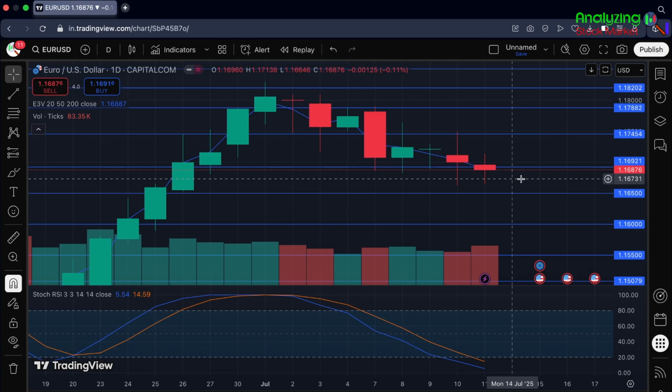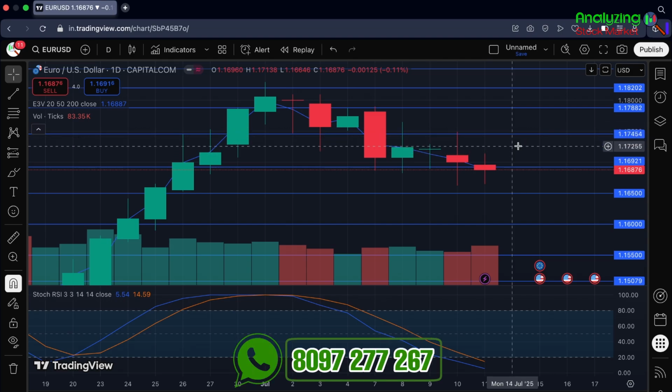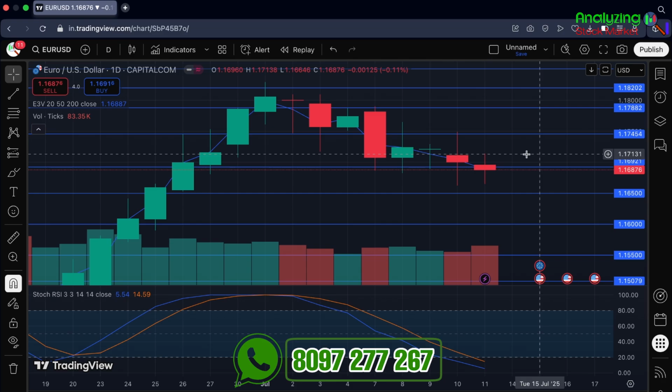So let's now talk about my opinion on the Euro USD pair for this week. According to the previous week's closing, I'm expecting a positive move in the range of 1.16921 to 1.17454. I'm expecting a positive closing in this range for this week. Also, if the momentum is strong, then we will be able to see 1.17454 breached, and then we'll see more positive move in this pair. So do check out this pair. It's very important this week.